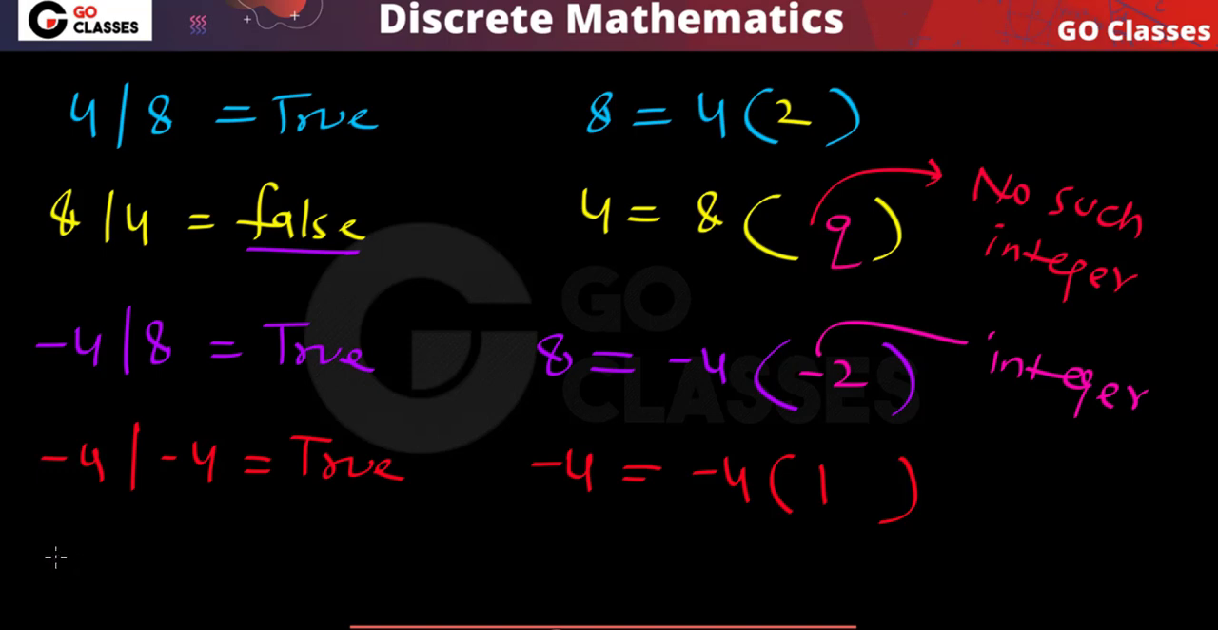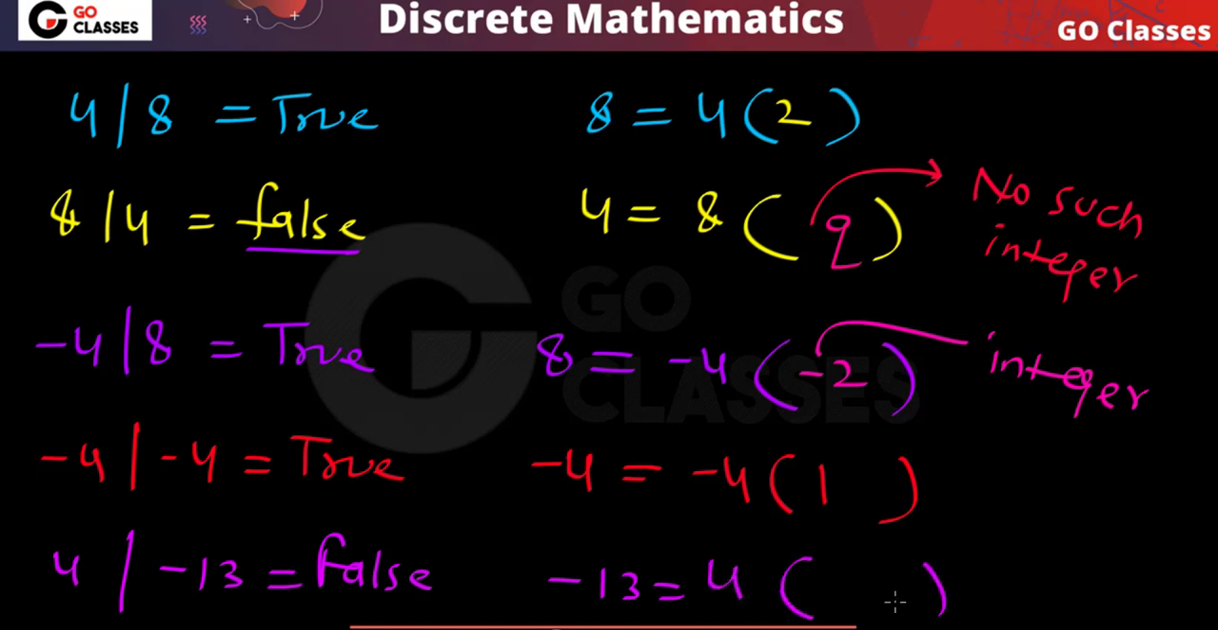Like this you can apply the logic. For example, can I say that 4 divides minus 13? Is this statement true or false? This statement is false. Why? Because you can never write minus 13 as 4 multiplied by some integer. There is no integer such that minus 13 is equal to 4 multiplied by it.